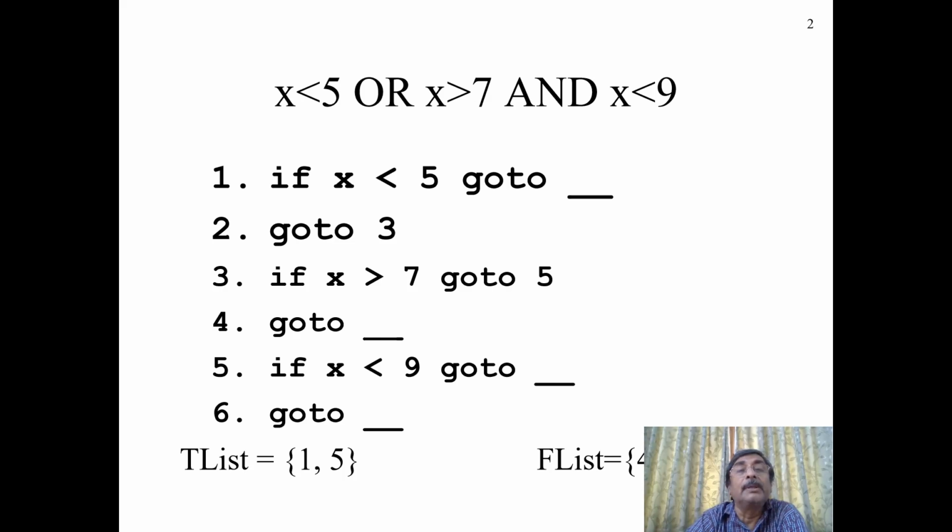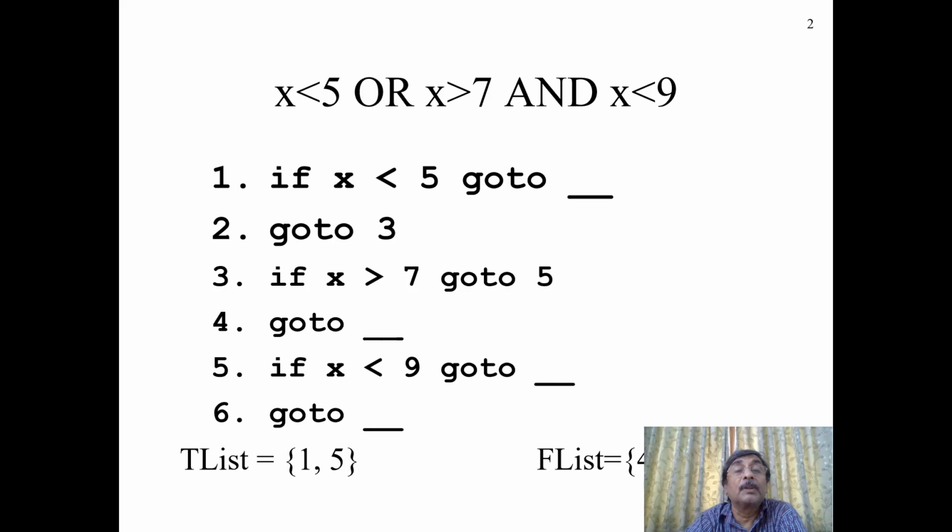x less than 5 will give rise to: if x less than 5 go to somewhere. The second one will be an unconditional go to. The third one will be: if x greater than 7 go to somewhere, and 4 would be go to some place. 5 would be if x less than 9 go to, and 6 is an unconditional go to.